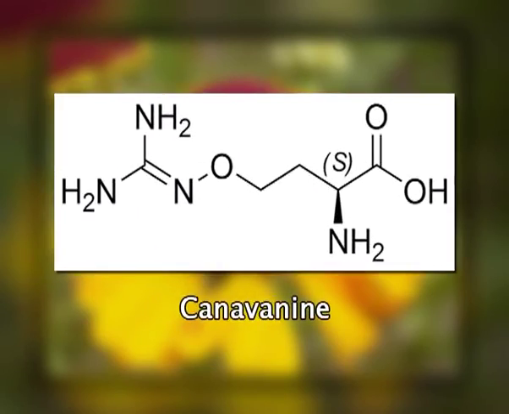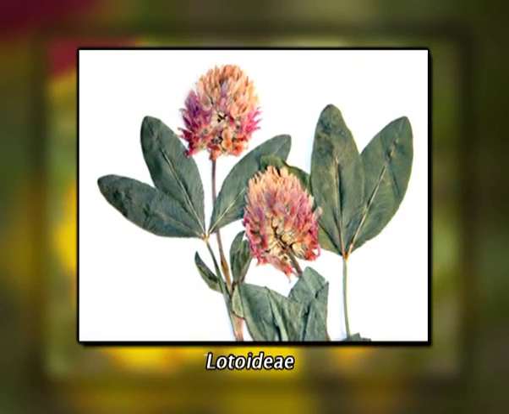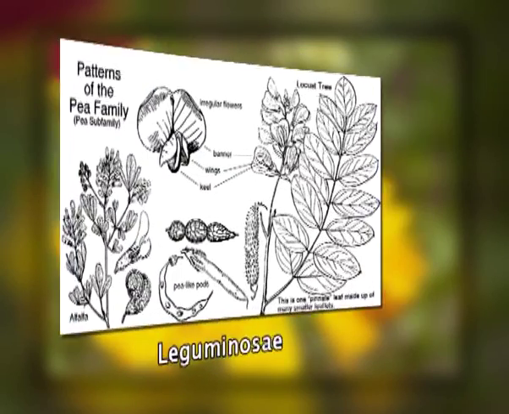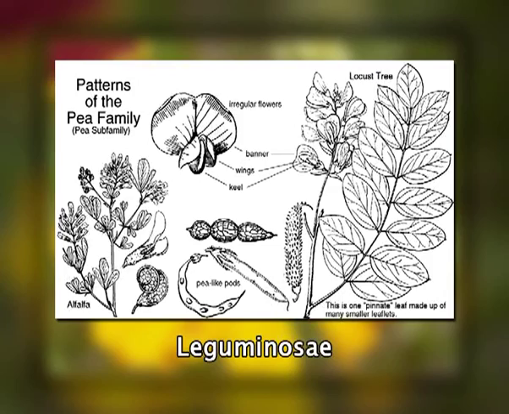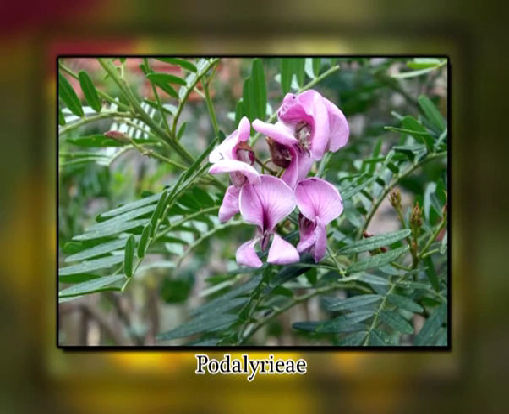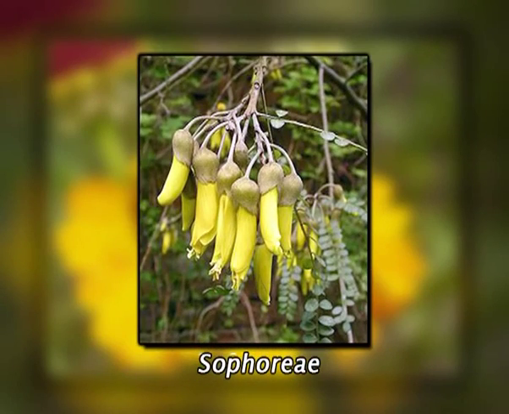Second, canavanine has been detected only in 60% of the species under Lotoideae of the Leguminosae. The prevalence of canavanine was considered as an advanced character as it was unknown from the primitive tribes Podalyrieae and Sophoreae. However, this amino acid was subsequently discovered in both the tribes.